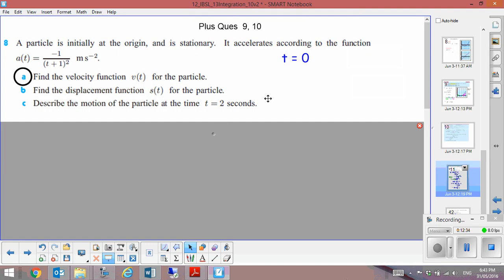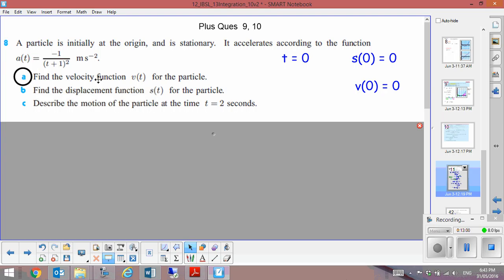So I just wanted to quickly run through this question 8 in the section. Here we've got a particle initially at the origin and stationary, that accelerates according to this function. Find the velocity function for the particle. So at t equals 0, it is at the origin and stationary. So that means s of 0 is 0 and v of 0 is 0.